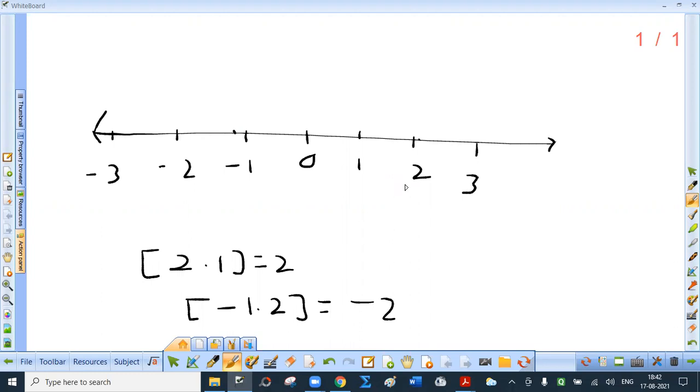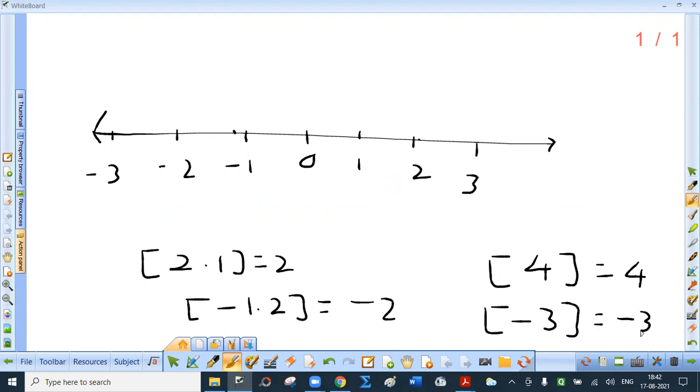If it is an integer, the step value of an integer is the integer only. Means what? If I ask you, what is the greatest integer not greater than 4? 4 only. What is the greatest integer not greater than -3? -3 only. -3 is not greater than -3, right? But if it is a fraction, if it is not an integer, the working rule is simple. Consider on the number line the integer to the left, nearest and to the left. As simple as that.